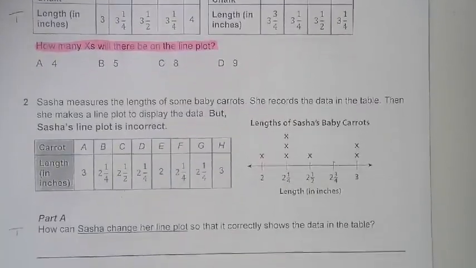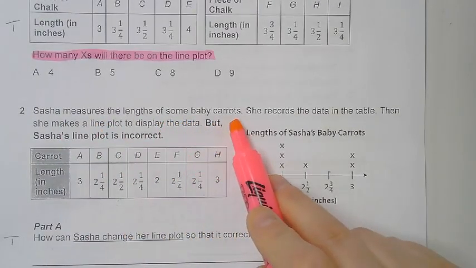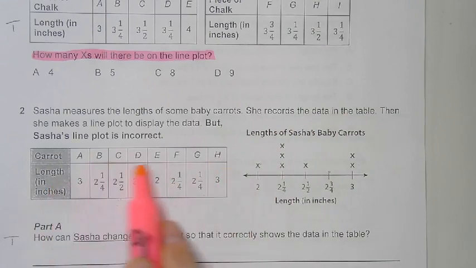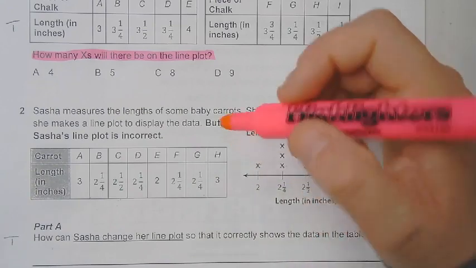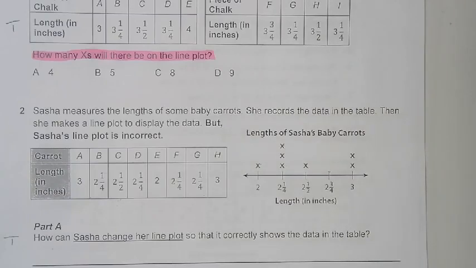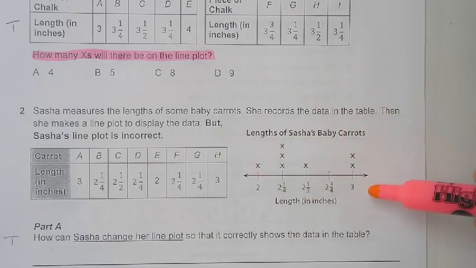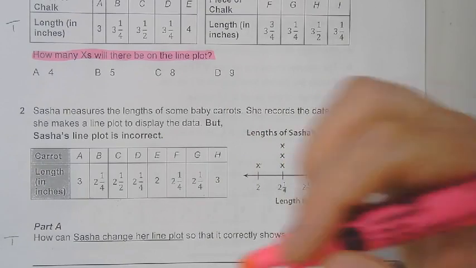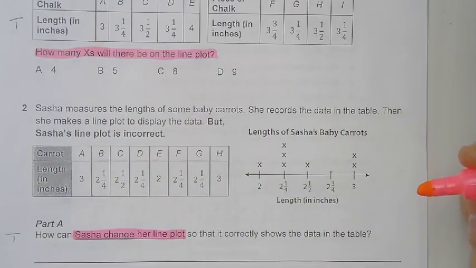Number 2. Sasha measures the lengths of some baby carrots. She records the data in the table. Then she makes a line plot to display the data. But Sasha's line plot is incorrect. So you're going to look at the data points. Then you're going to examine her line plot. How can Sasha change her line plot so that it correctly shows the data in the table? You're going to have to find her mistake. She messed one thing up. What did she mess up?